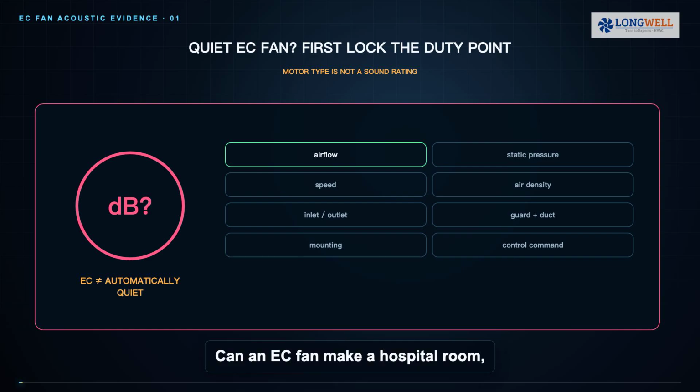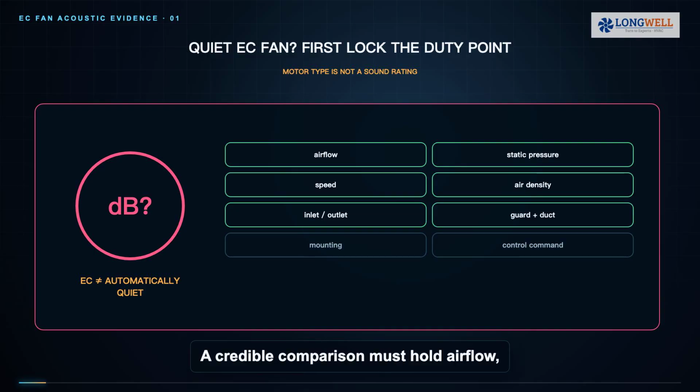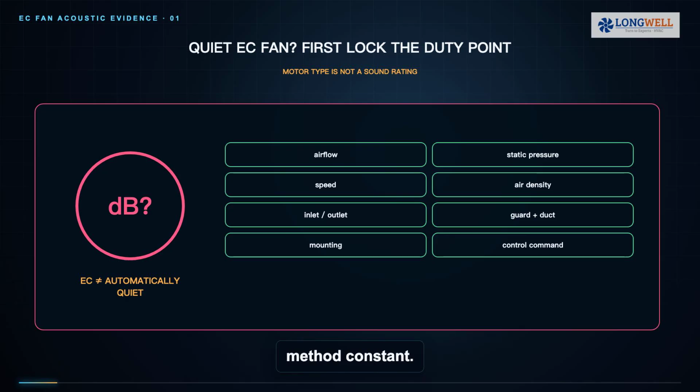Can an EC fan make a hospital room, office, or apartment quieter? Sometimes, but EC is not a decibel result. A credible comparison must hold airflow, pressure, installation, and measurement method constant. Otherwise, a lower number may simply mean the fan is doing less work.